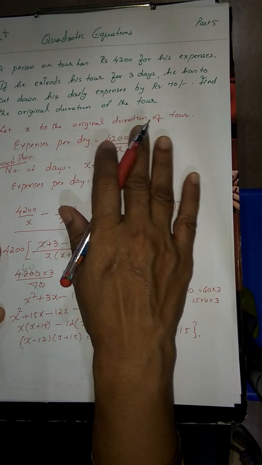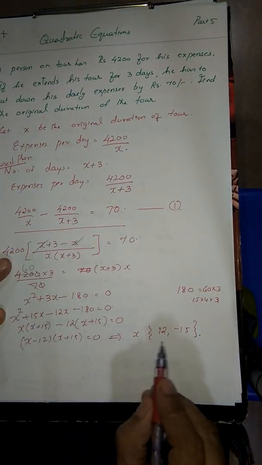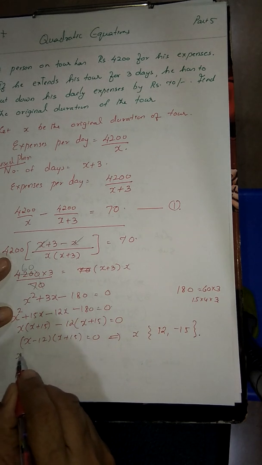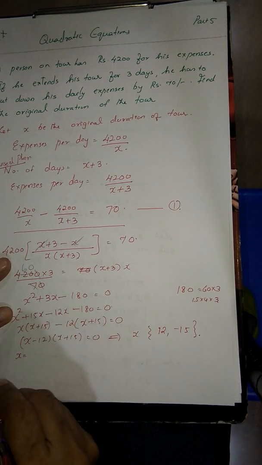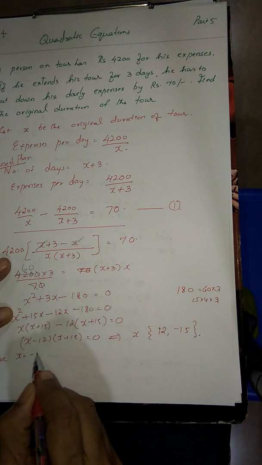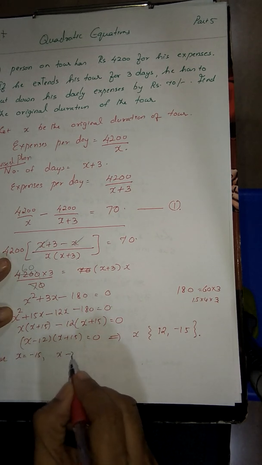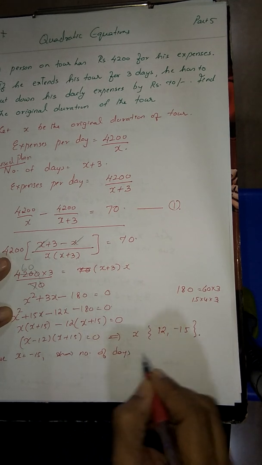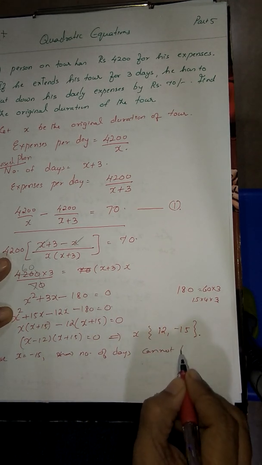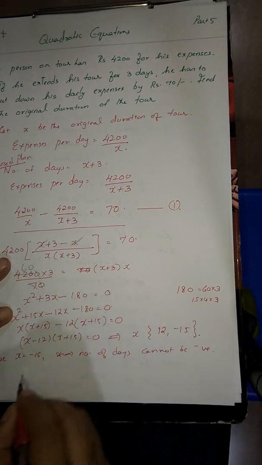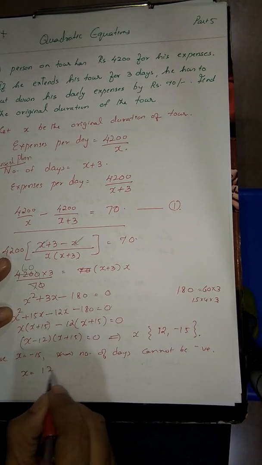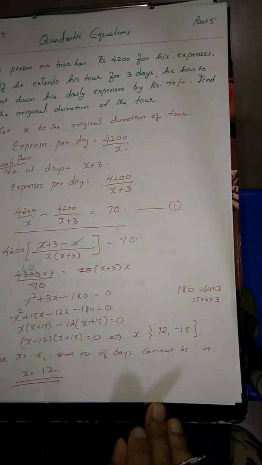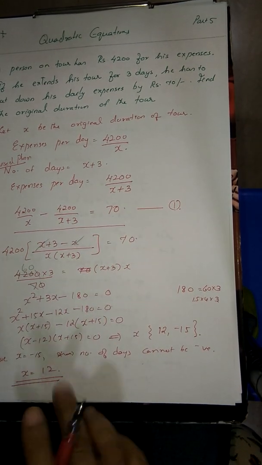So x is the original duration of the tour. So that is number of days. So it cannot be negative. So x is equal to minus 15 is ignored, because x is number of days and cannot be negative. Now x is equal to 12. So the number of days of his original tour plan is 12 days.